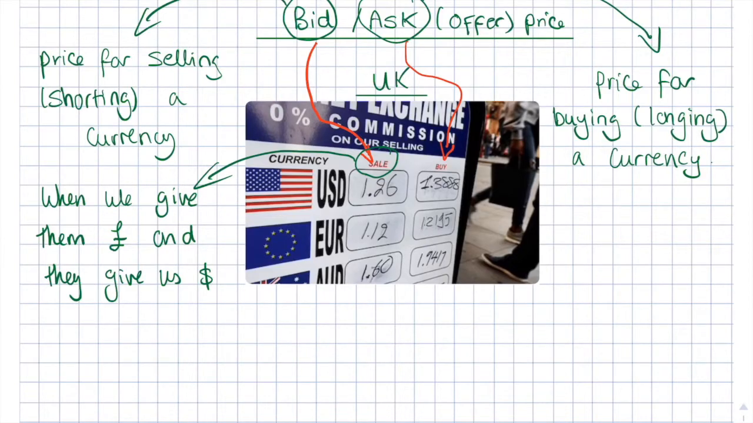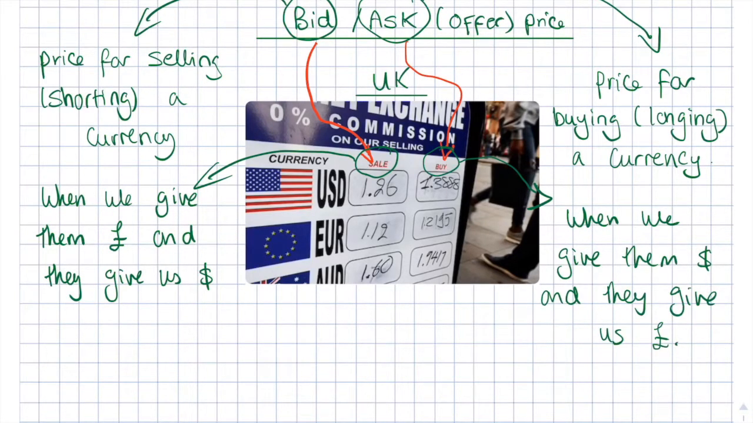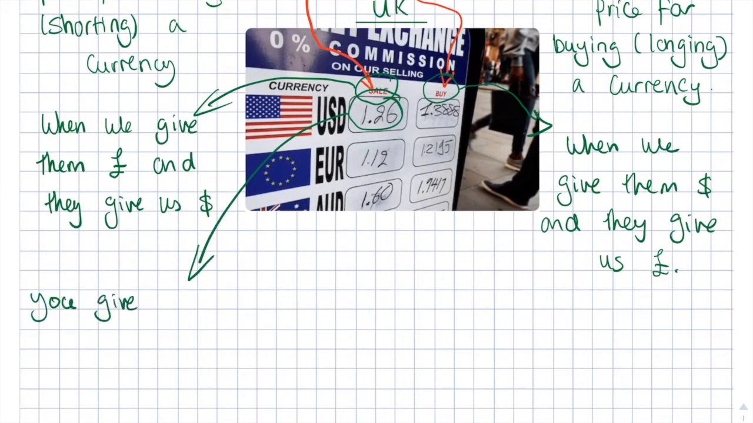And for the buy price, 1.3888, what this means is when we give them dollars, they will give us pounds at the rate of 1.3888. Now, to put this into perspective, let's give an example. So let's say you give them £100.